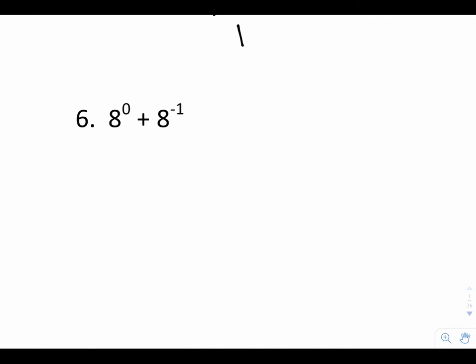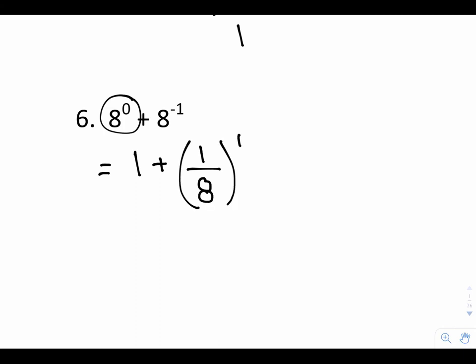Here's a little bit more involved question, but just because it involves some fractions, it's nothing crazy. Again, anything to the exponent 0 is going to give me 1, plus I have 8 to the negative 1, so I can reciprocate my base and raise it to the exponent 1. Now that exponent 1 is never written. I mean, it's assumed, and so I can just eliminate that.